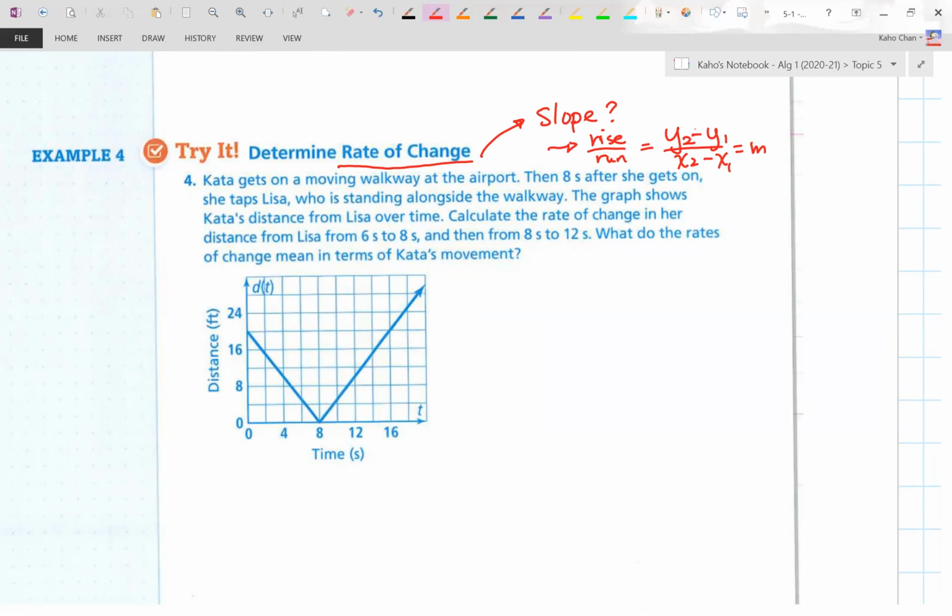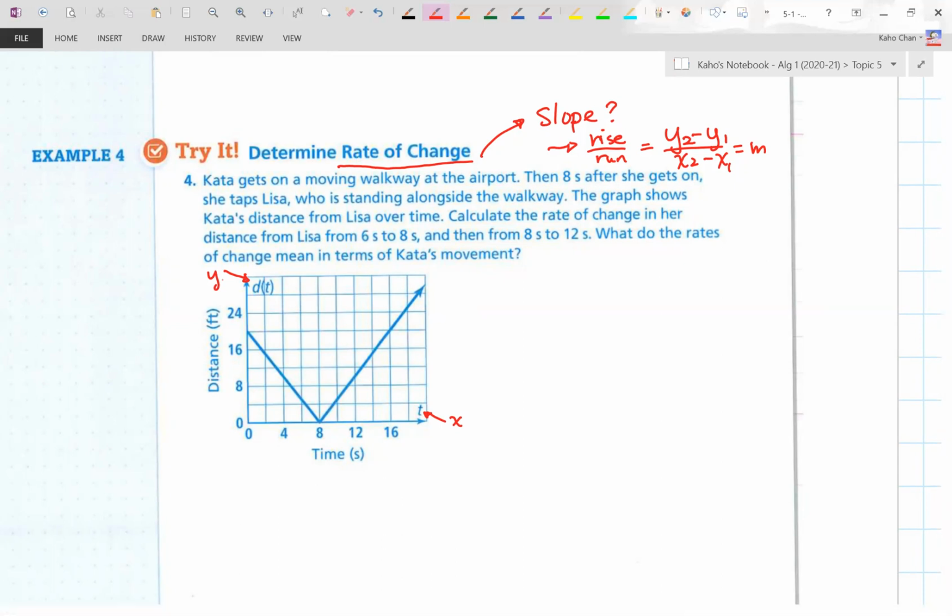Now, we're just basically analyzing data here. 6 to 8 and then from 8 to 12 is referring to the t-axis, okay? So we have to do a little adjusting here. The t-axis there is the x-axis. Keep that in mind. And the d of t-axis is also the y-axis. Sometimes we start mixing all these variables in, it gets a little confusing, but t is the x and d is y. We're going to use a formula.